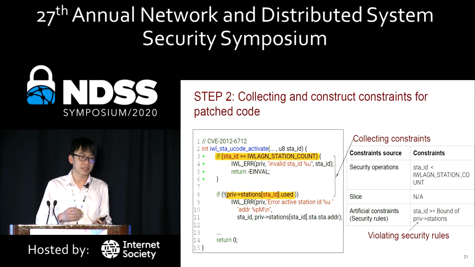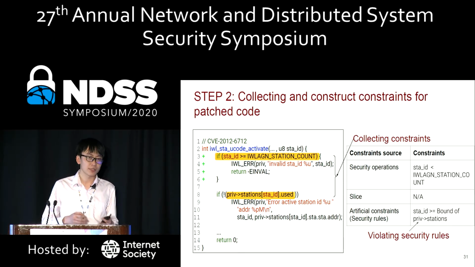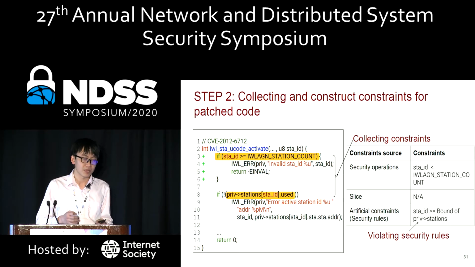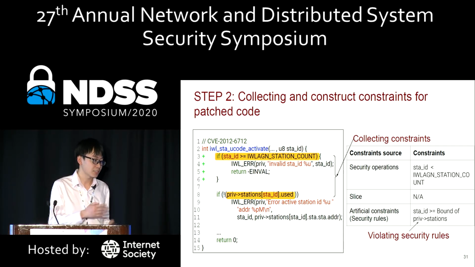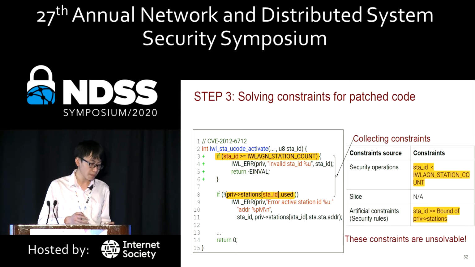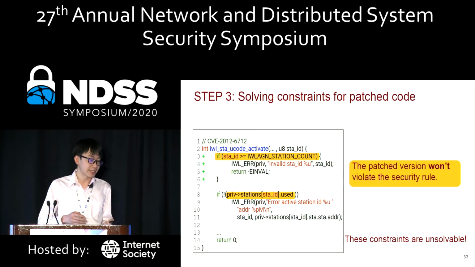Then we will collect the constraints for these slices. And here we will also insert the artificial constraint, which is STID larger than or equal to the boundary of the buffer, which means the violation of security rules. Because this is the patched version, we want to prove that the violation of security rules is unsolvable. By solving this constraint, we can find that these constraints are unsolvable, which means that the patched version would not violate this security rule.